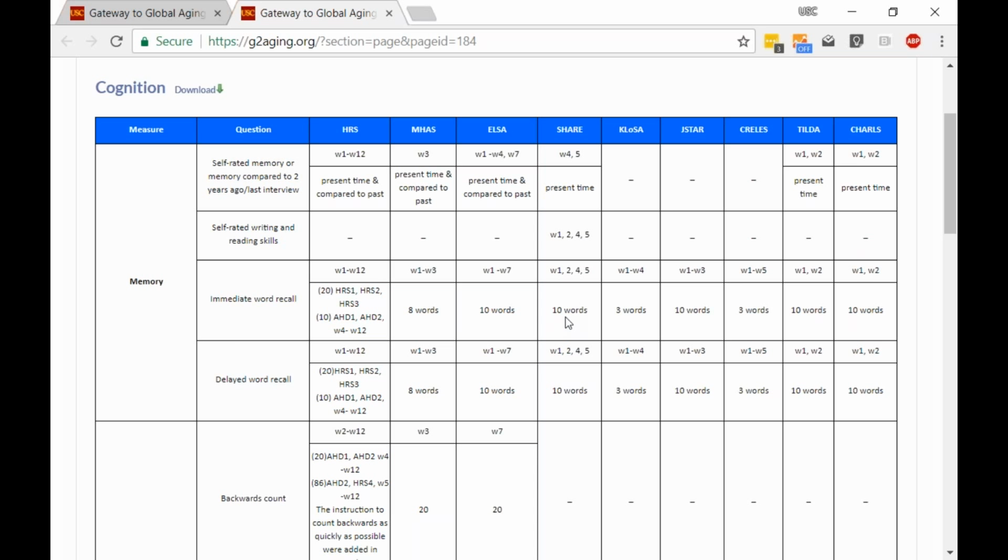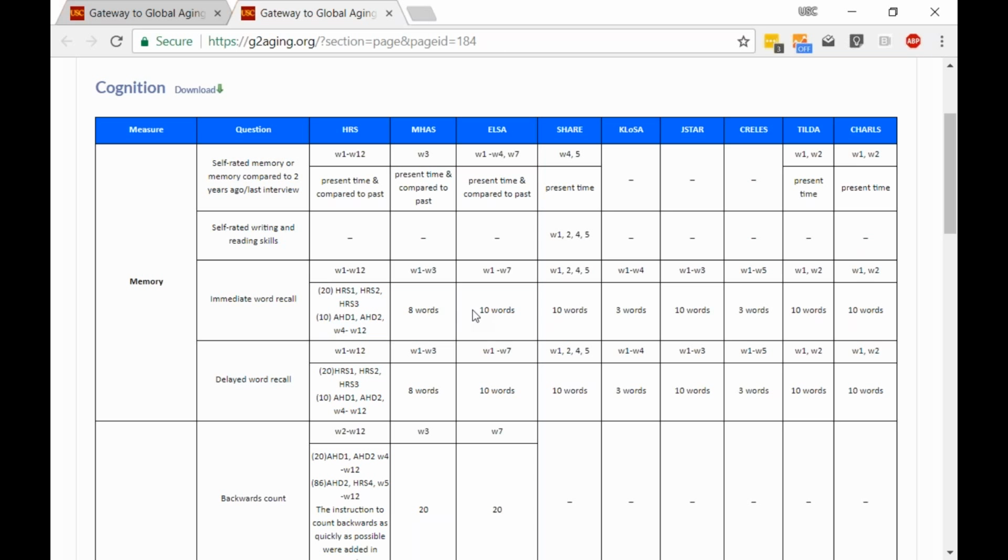And then they say, do you remember that list of words that I read to you earlier? How many of those words can you remember now? So this is a cognitive test. It's to test people's verbal memory. One of the differences you might see in different studies is that a different number of words is used. So for instance, in the HRS, 10 words are generally used in waves 4 through 12. In MHAS in Mexico, only 8 words are used.